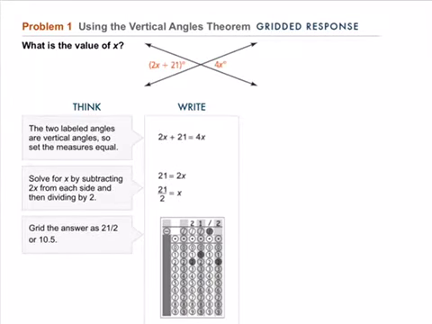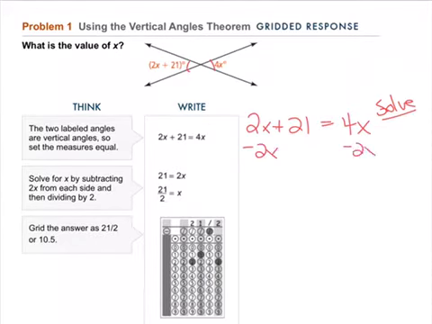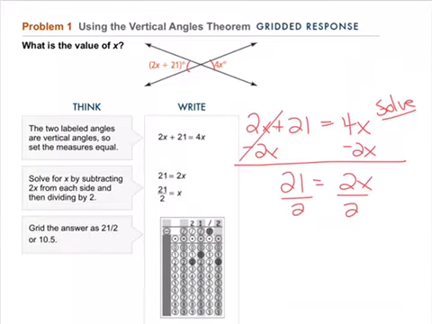Okay, so in problem 1, we're going to actually use the vertical angles theorem to find the value of x. So thinking about what we already know, vertical angles are congruent, and so we can set up an equation, 2x plus 21 equals 4x, and from there, we're just going to use algebra to solve this. So I'm going to subtract 2x from each side, bring the baby to the mama. I'll get 21 equals 2x, divide each side by 2, and you get x equals 21 over 2, or you could say 10.5.